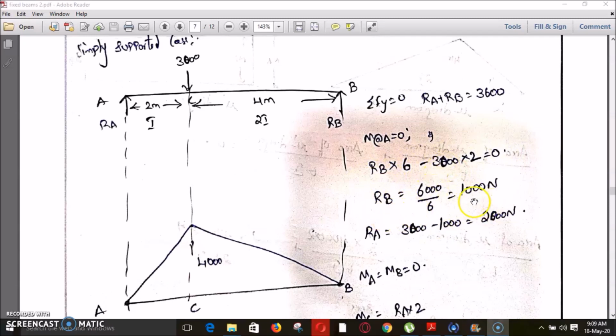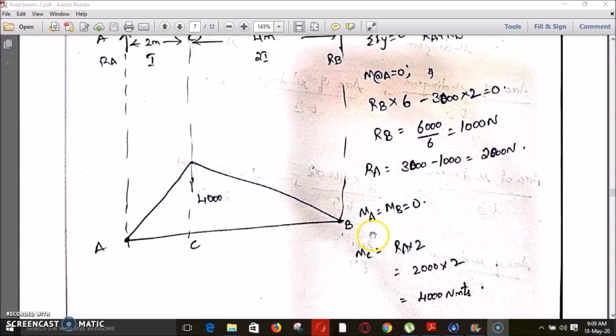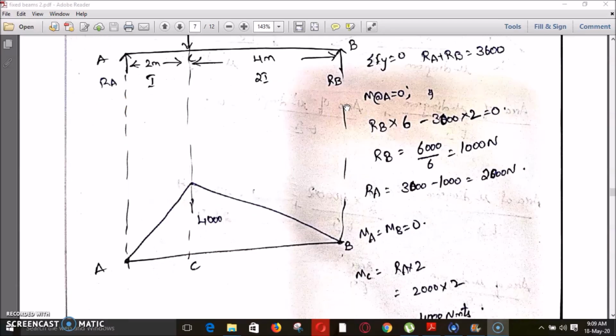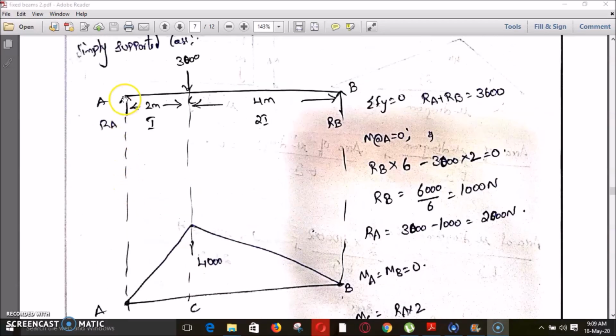Now by substituting this RB value of 1000 newtons here, we get the RA value as 3000 minus 1000, that is 2000 newtons. So we got our RA value as 2000 and RB value as 1000. Now coming to the bending moment diagram, moment at A is equal to 0 and moment at B is equal to 0 since it is a simply supported case. Now coming to C, for the moment at C, we can consider either the left side of the section or the right side of the section. Here I am considering the left side of the section.